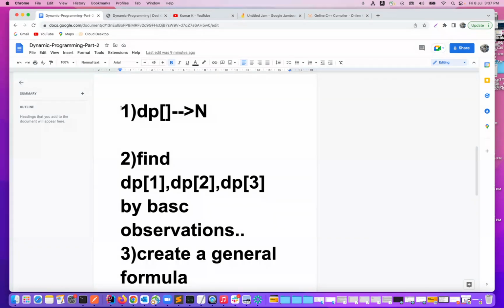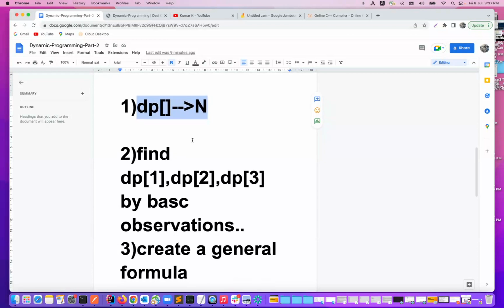Step number one is to create an empty DP array of size n. Whatever n is given in the problem to you, just create a DP array for that. As we are beginners, we will only be discussing one-dimensional DP problems, that's why I've written DP array. In future you might need 2D DP arrays, 3D DP arrays. That depends on the need of the problem, guys. So in general, create an empty DP array of size n.